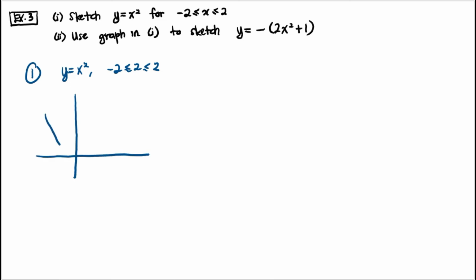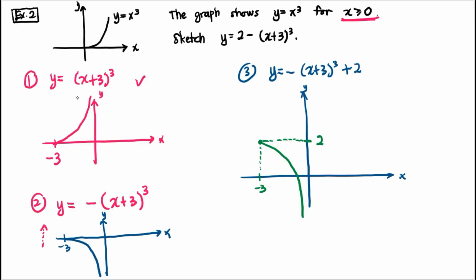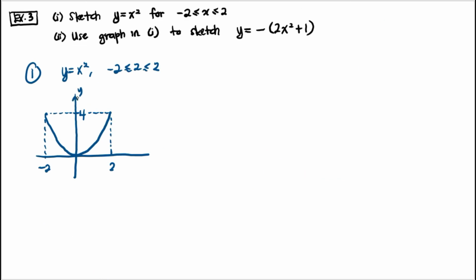This is how it looks like. This is 4, and this here is 2, and here is -2. Please label your graph with the y-axis and x-axis. So that is the first step.